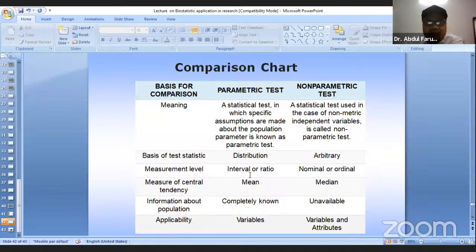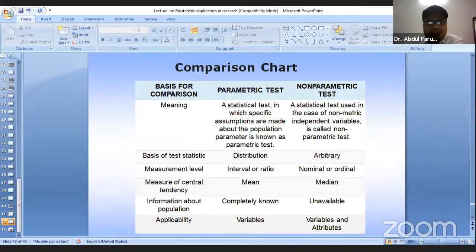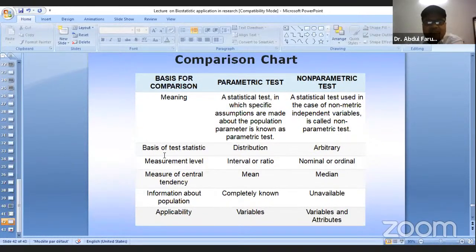These are the comparison chart for parametric and non-parametric test. The basis for the comparison, the meaning: the statistical test in which the specific assumptions are made about population parameters is known as the parametric test. इसमें non-parametric test में आप देख लेते हैं, the statistical test used in the case of non-metric independent variables is non-parametric test. The basis of the test statistic, the distribution it is arbitrary.